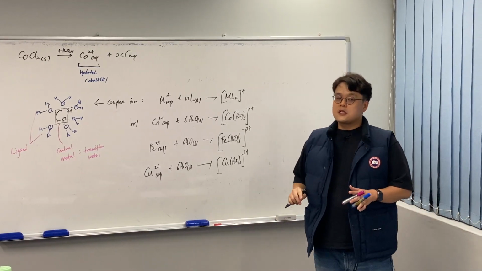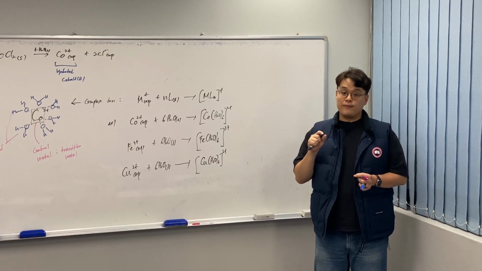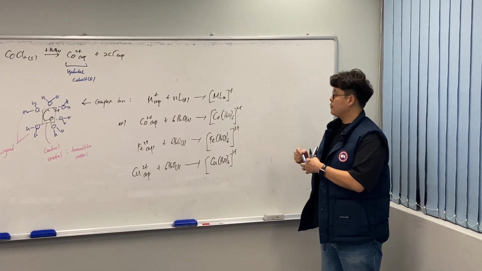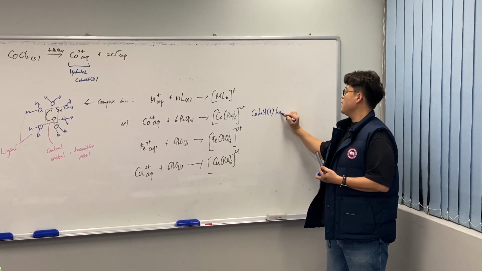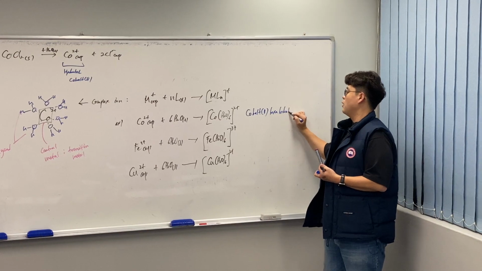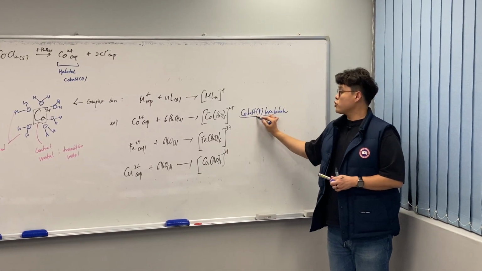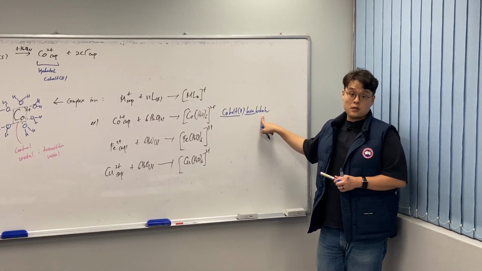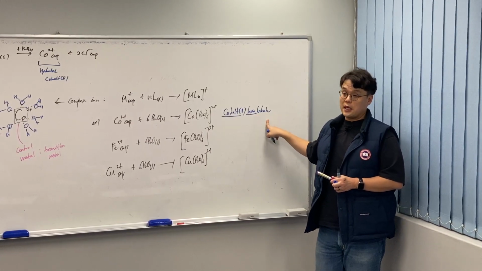But in the systematic name, we actually give the number of the water using numbers. So this is actually known as cobalt 2 hexahydrate. Now, hexa stands for 6. Cobalt 2 stands for cobalt 2. Hydrate stands for the water. That's it. So whenever we have something hexahydrate, it means that we have 6 water molecules attached to that.